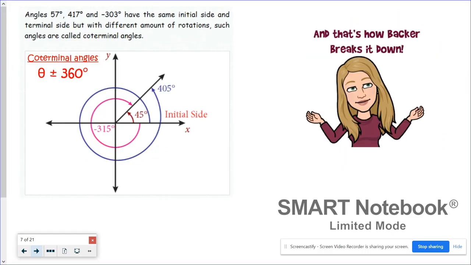Okay. So this is how we can measure angles in trigonometry. We can still use degrees, but they can be bigger than 180 and smaller than 0, all because of that whole coterminal nature. And that directional arrow is going to show whether it's going in the positive direction or the negative direction. And that's how Becker breaks it down.